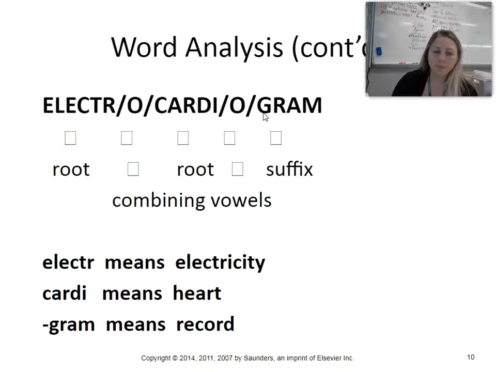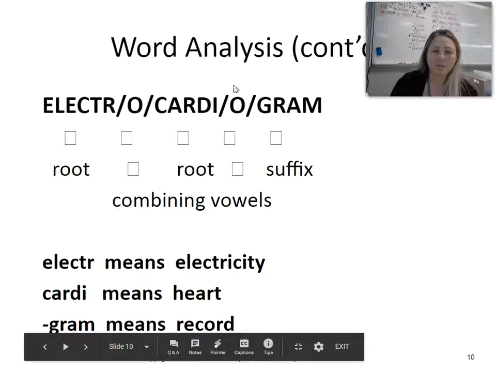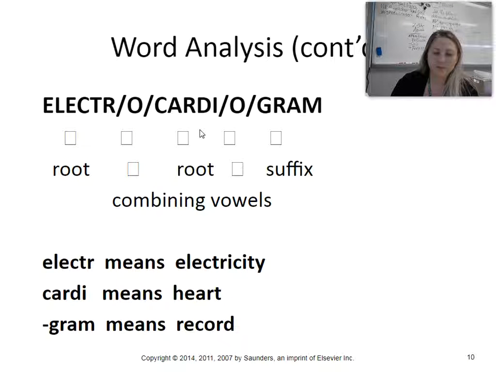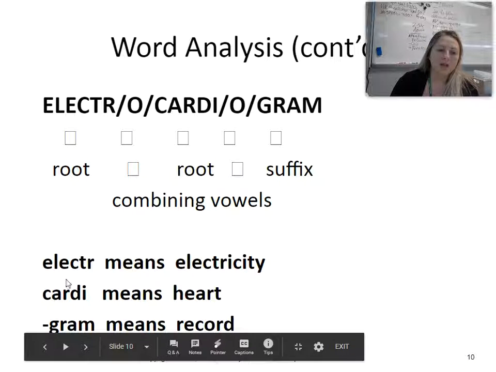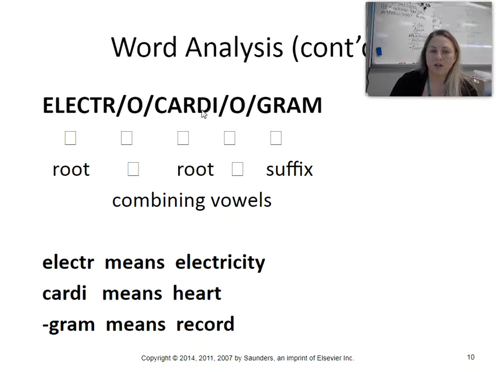So gram means record. Okay, you've recorded something, a record. Cardi means heart. Electr means electricity, and then you tack on the combining vowels onto those. So this would be electrocardiogram, meaning the record of the electrical activity in the heart.